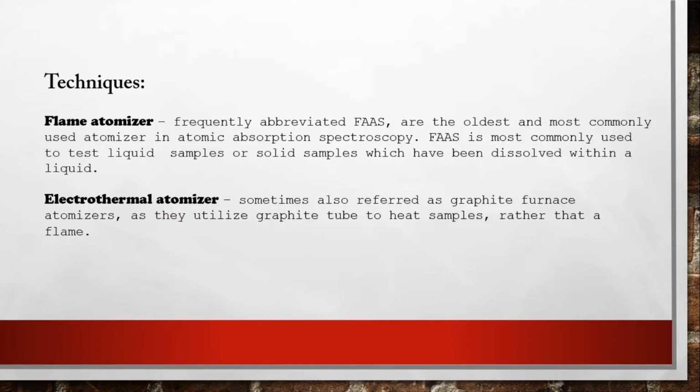Atomic absorption spectroscopy also has techniques. The first one is the flame atomizer, which is frequently abbreviated FAAS. These are the oldest and most commonly used atomizers in atomic absorption spectroscopy. FAAS is most commonly used to test liquid samples or solid samples which have been dissolved within a liquid. And the second one is the electrothermal atomizer. This atomizer is sometimes also referred to as a graphite furnace atomizer, as they utilize a graphite tube to heat samples rather than a flame.